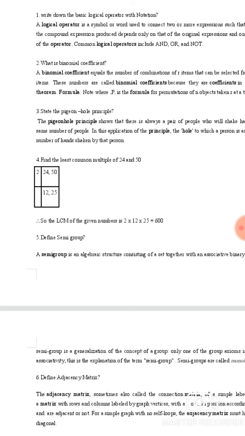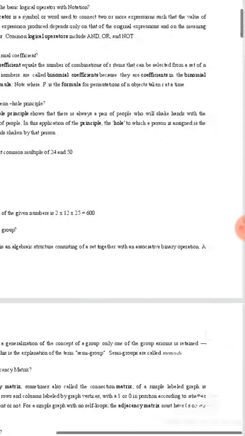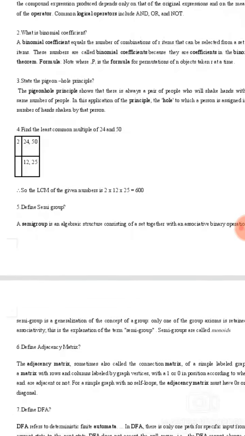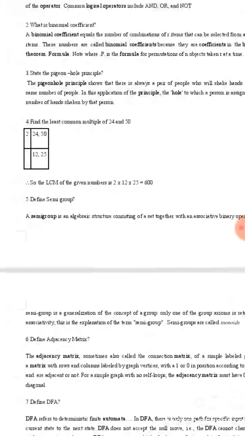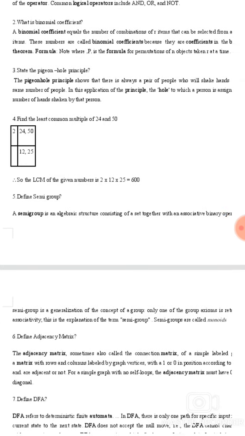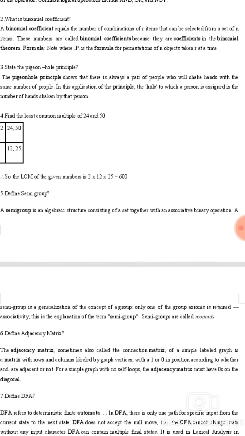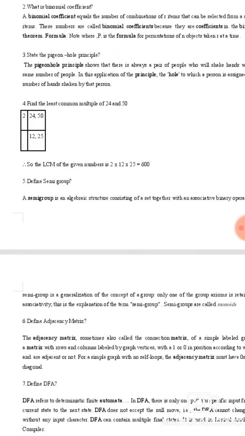What is binomial coefficient? It equals the number of combinations of r items that can be selected from a set of n items. These numbers are called binomial coefficients because they are the coefficients in the binomial theorem formula. State the pigeonhole principle. The pigeonhole principle shows that there is always a pair of people who will shake hands with the same number of people.